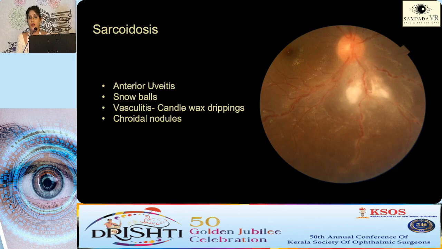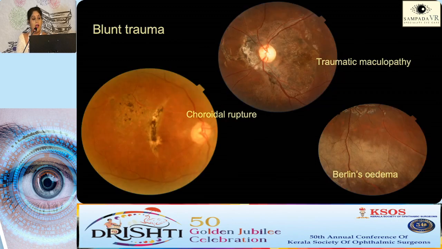Sarcoidosis can be associated with anterior uveitis. You can see snowballs, vasculitis, and choroidal nodules also can be seen, so treat accordingly. Blunt trauma, even if you see blunt trauma patients, please follow up these patients. You can see the different types of traumatic maculopathy, choroidal rupture and all, and this has to be documented also, in our current scenario, because this can go for litigations later.